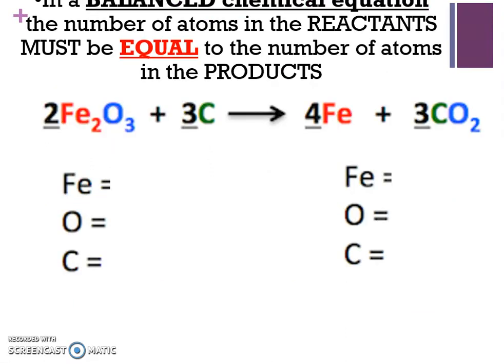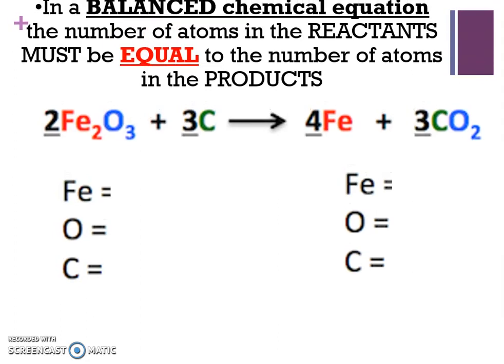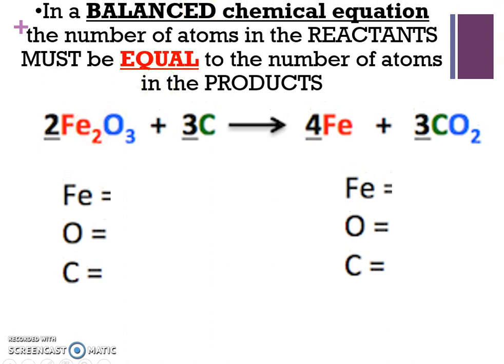So, in a balanced chemical equation, the number of atoms on the left side in your reactants have to be equal to the number of atoms in the products. If that's not the case, the equation is not balanced. So let's see if we can figure out if this equation is balanced. The way that you'd figure that out is by counting the atoms.